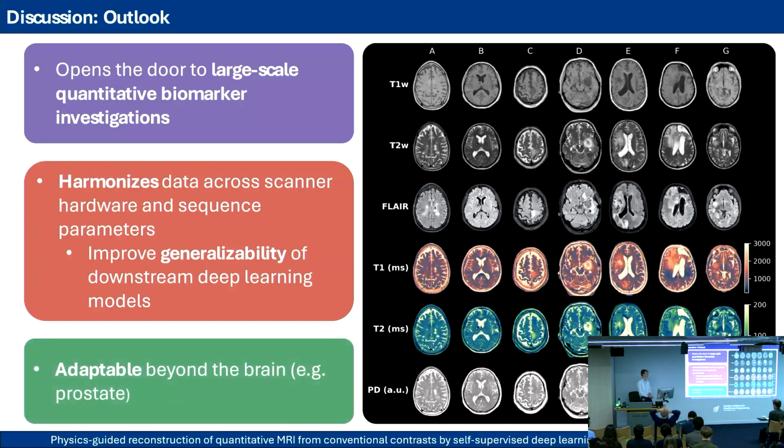And here we show that this model works on the brain, but it could also be adaptable to other anatomical regions as well, as long as you have conventional weighted data and a good forward model. For example, the prostate might be a nice area to look at, because in radiation therapy the T2 map can be quite important there, so that might be a nice follow-up study.